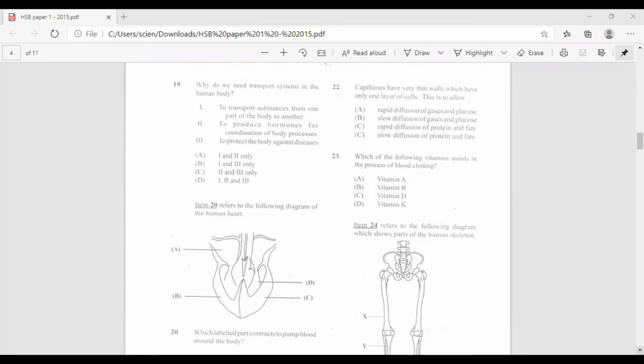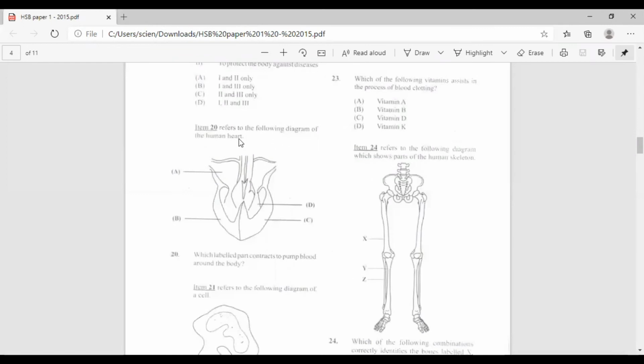So question 20. Item 20 refers to the following diagram of the human heart. Which labeled part contracts to pump blood around the body? That would be C, which would be the left ventricle.